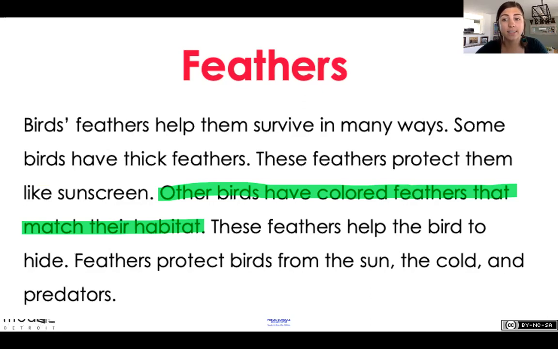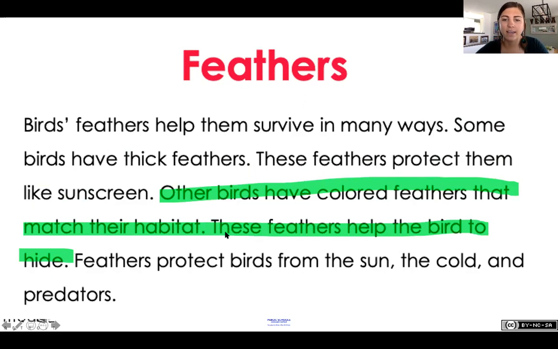If I were to take a guess, I would say something about matching their habitat, right? Why do they match their habitat? Did they answer that in this sentence? No, they just told us that their colored feathers match their habitat. But why do they need to match their habitat?